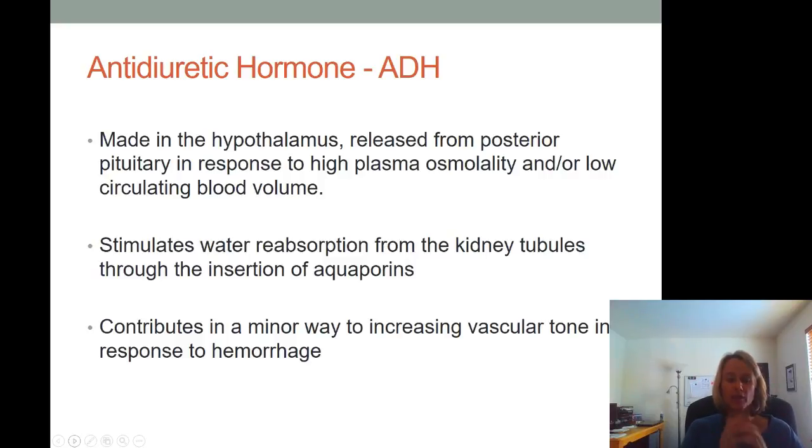As the name vasopressin would imply, it can also contribute to vascular tone. However, this only does so when it's released in large amounts, such as in response to hemorrhage.